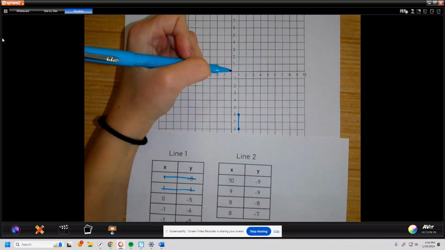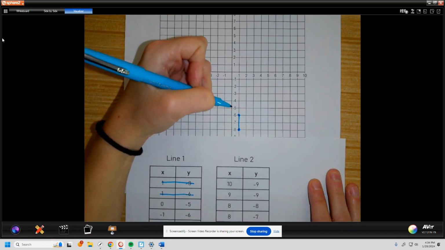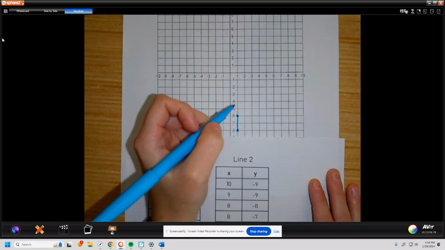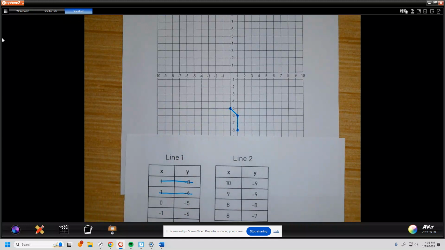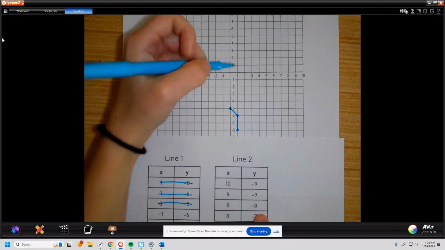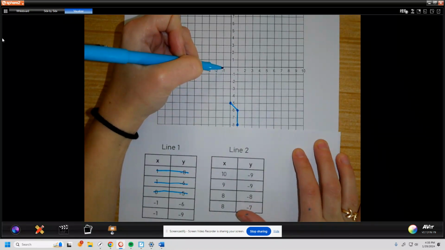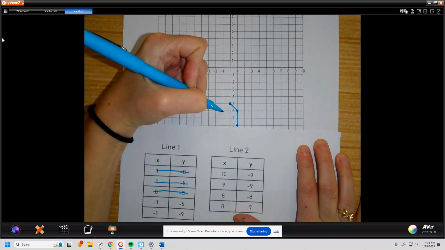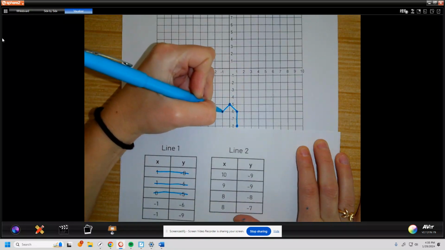Next one says 0 first, so that means don't move. -5 means go down 5. So I'm going to be right on the y-axis. You need to connect it to the one right before it. So draw a diagonal line. Now you've got 3 dots. Back to the origin. Next it says -1 on the x and -6 on the y. So I'm going to go left 1, down 6. So that's going to connect back to the third point. Looks like that.